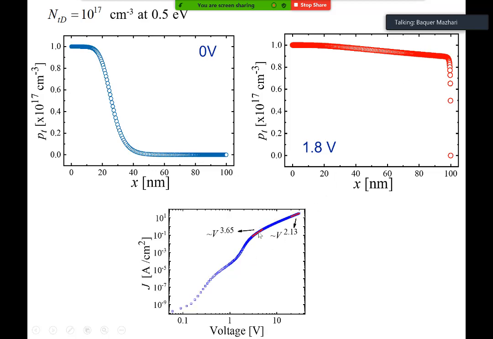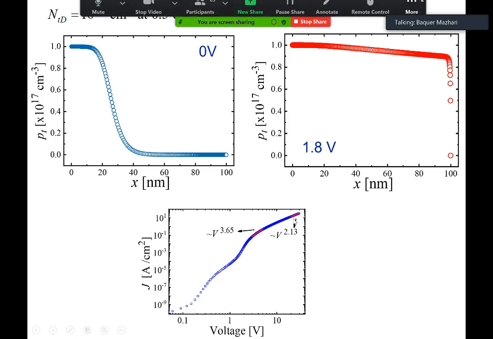So at 1.8 volts, I find that most of the traps are filled, while my log-log plot shows that even at 4 volts, I have a fairly high slope and the traps are not filled. And it indicates that you have to go to 10 or 20 volts to fill up the traps. So these log-log plots and simply taking a slope can be grossly misleading.